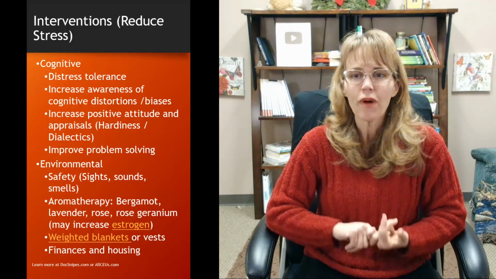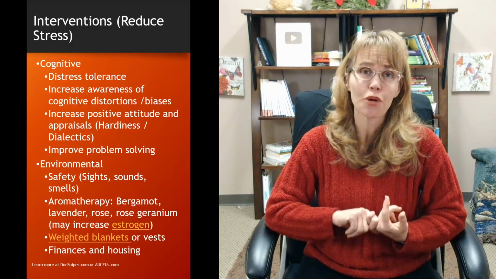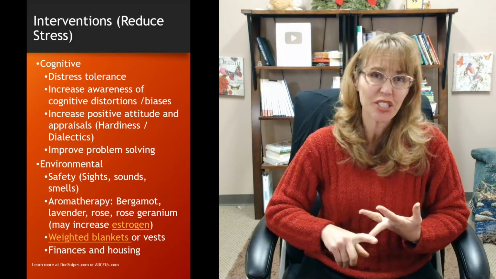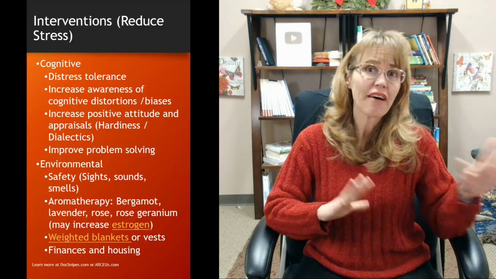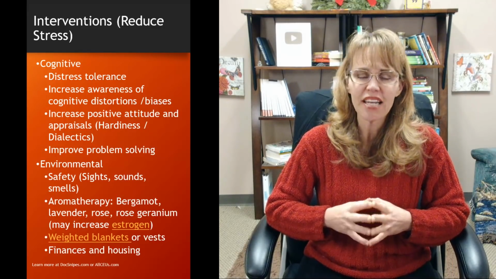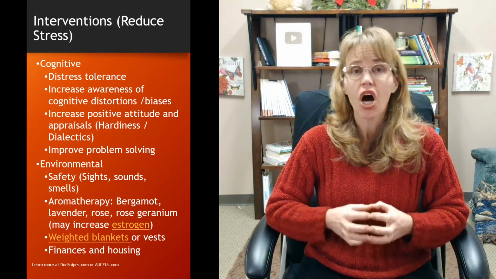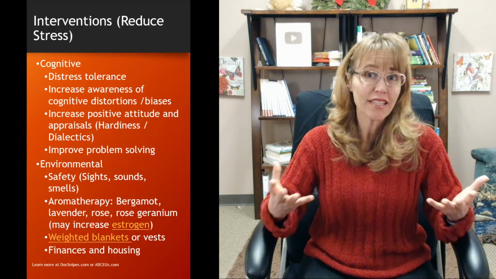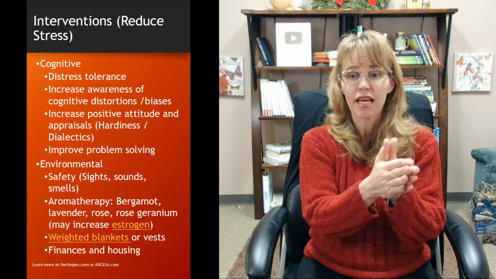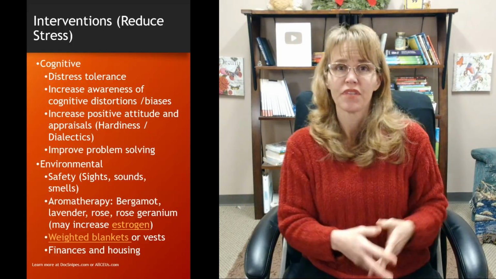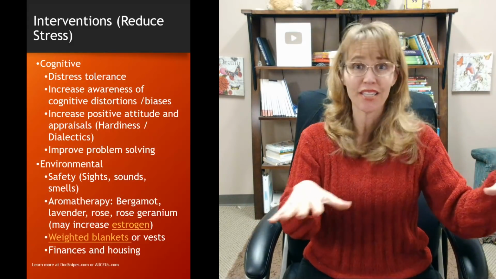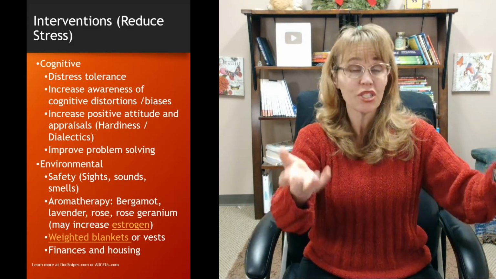Help people increase awareness of their cognitive distortions and their biases, like all or none thinking, mind reading, exaggeration, personalization. And I do have videos on those as well. Increase their positive attitude and appraisals. Hardiness and dialectics are two ways to do this. Hardiness is characterized by the 3 C's: commitment, control, and challenge. You start out by identifying all the people, things, and experiences in your life that are important, to which you're committed.